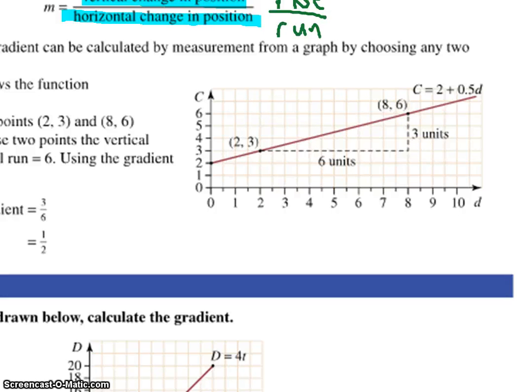The easiest way to do this is pick numbers that are whole numbers. If you can possibly avoid it, don't try and use fractions or decimals. Try and make it as easy for yourself as possible. So we're going to pick a couple of whole numbers. They've picked them for us. They've picked the point (2, 3) and the point (8, 6). So the first thing we have to do, M equals rise over run.